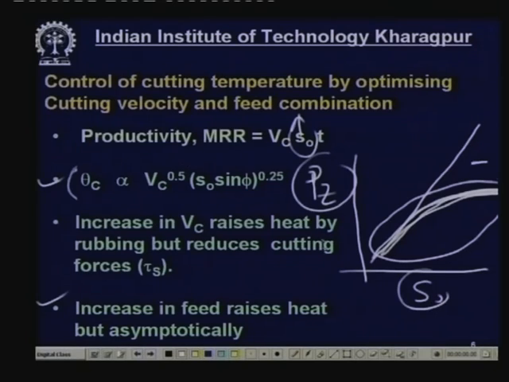So, keeping all these factors in mind, we have to select velocity and feed in such a way as to optimize the selection so that temperature becomes minimum, but keeping in view that the MRR, the metal removal rate or productivity, does not change. We cannot sacrifice that.